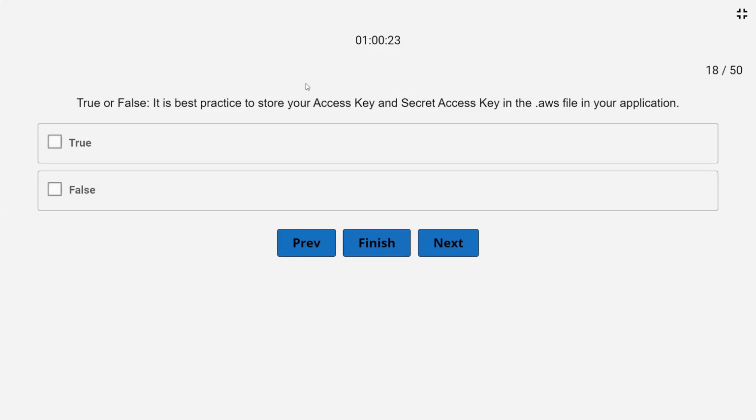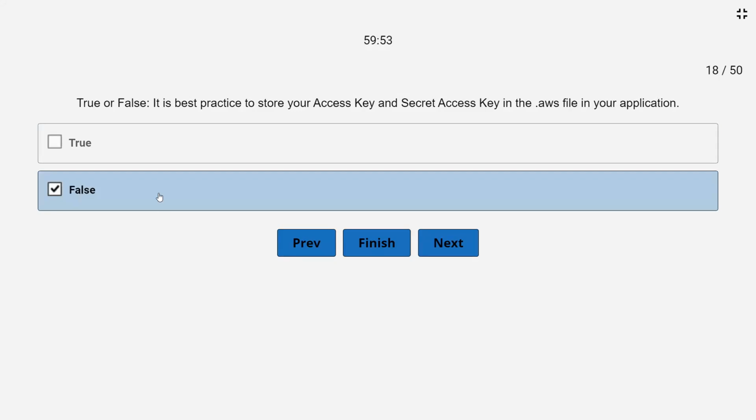All right, so it's best practice to store your access key and secret access key in the .aws file in your application. True or false? Yeah, that question. True. Best practice to store, true. Yes, pass that level, true.